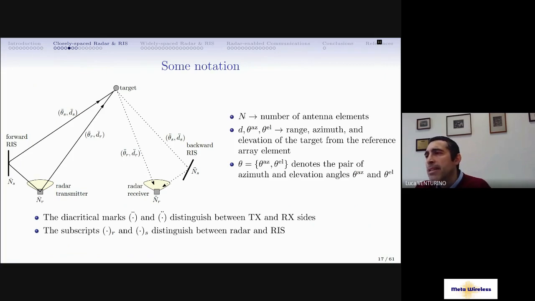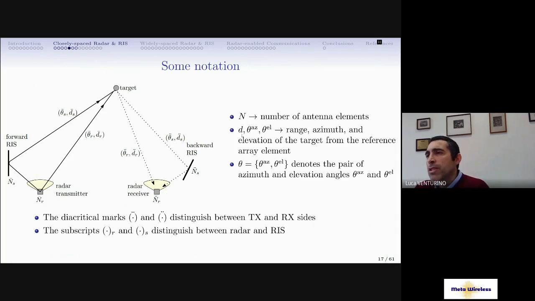We denote by N the number of antennas, and we use the subscript R and the subscript S to distinguish between the radar and the RIS. So if I take N with the subscript R and the diacritical mark over bar, I'm considering the number of antennas at the radar transmitter. If I have the subscript S, I have the number of elements at the forward RIS. That's the logic behind this notation.